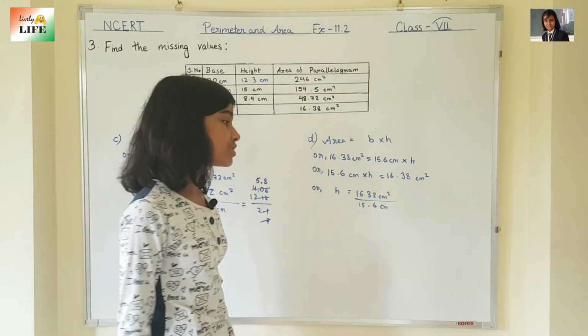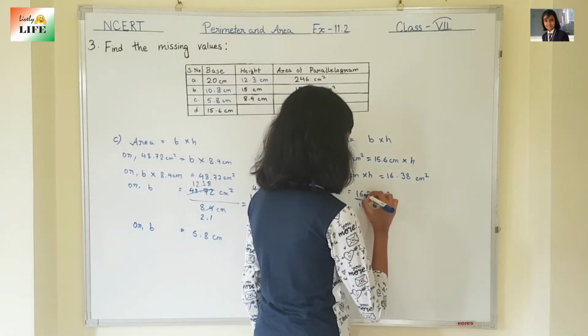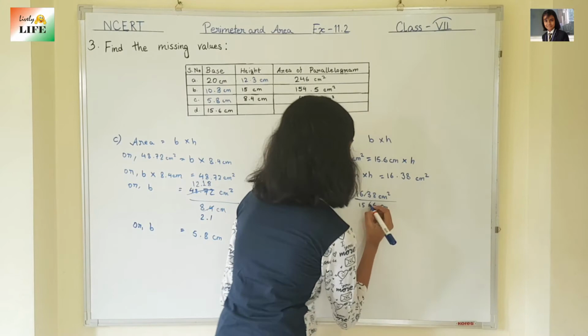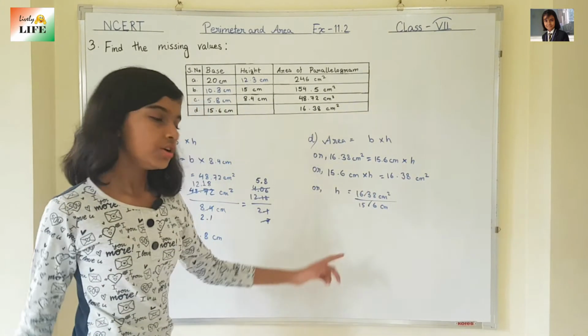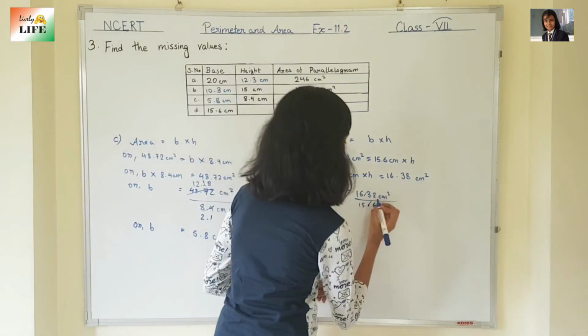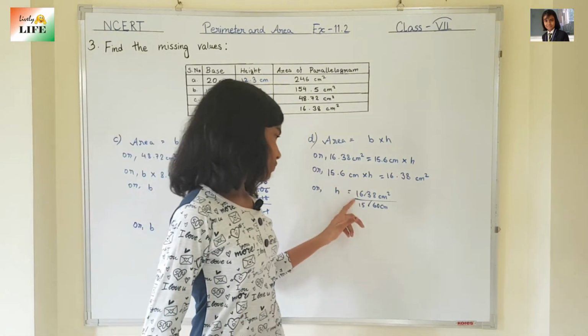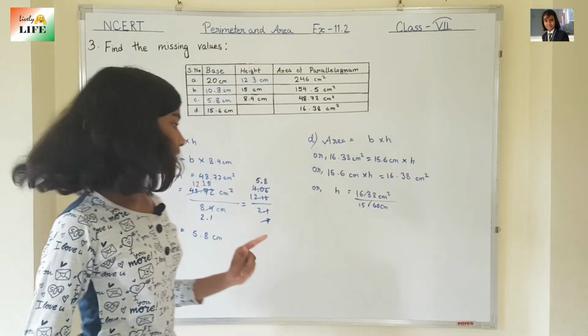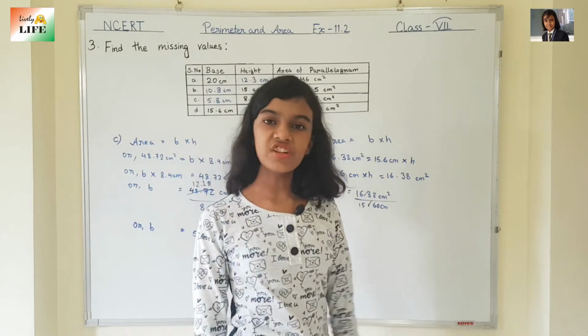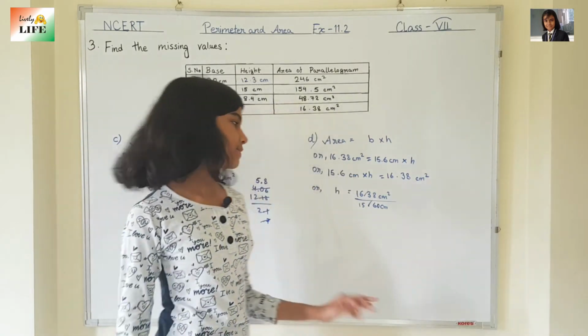Now let's divide it. Now first what we are going to do? We are going to remove the decimal. Okay? We are going to remove the decimal. So over here, see, there are 2 digits. So here also needs to be 2 digits. So 1638 by 1560. Okay, we are going to divide this one.